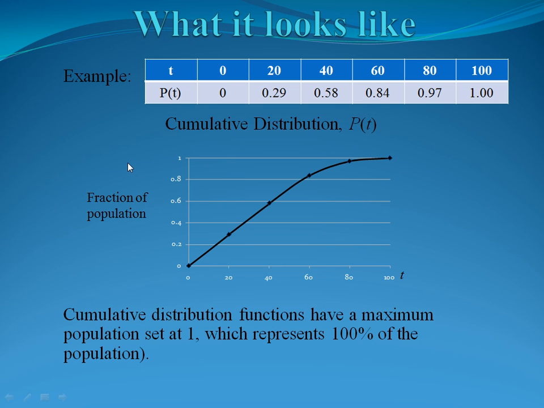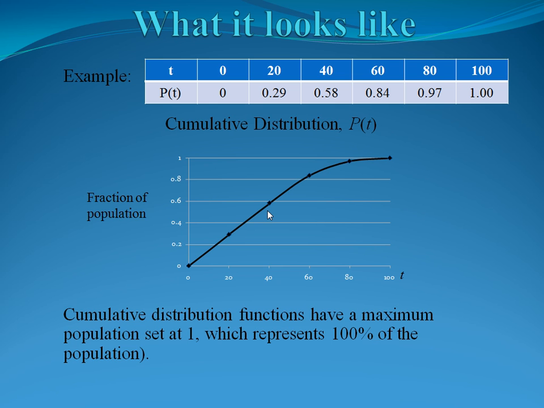What does this look like? For example, we're going to look at the values of how much area we've accumulated up to a certain point. When time equals 0, we haven't started yet, so we have no area. When time equals 20, we've accumulated 29% of the area. So that means that 29% of the data falls between 0 and 20. When we get to 40, we've accumulated 58% of the data. So from 0 to 40 represents 58% of the population.